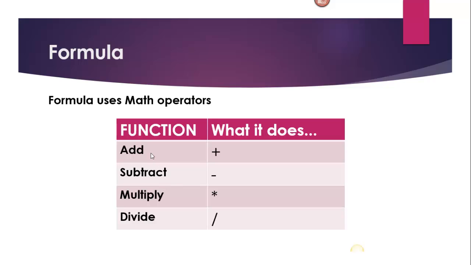Now, a formula uses math operators. Unlike functions that use assigned names like sum and average, formulas use plus, minus, times, and divide. For times and divide, you must use the asterisk sign for times and the slash to represent divide.